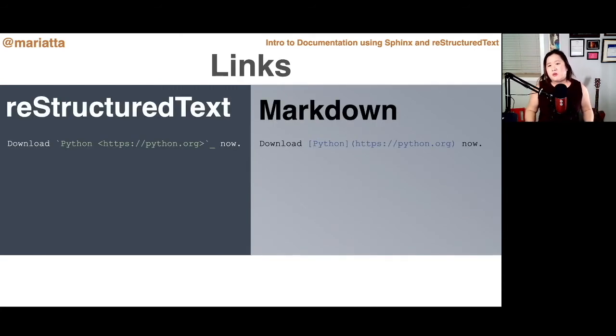Next, here's how we would write hyperlinks. In Markdown, you'd write the text you want to convert into a link in square brackets, and then the URL will be in parentheses. In reStructuredText, it looks a little bit different. You would wrap the URL in angle brackets, and then you wrap the whole thing in backticks, and then end it with an underscore at the end.